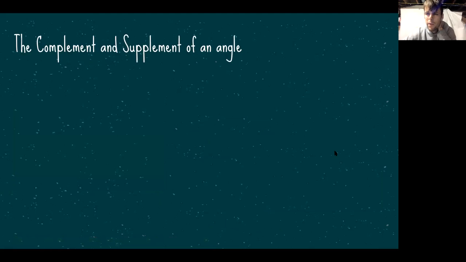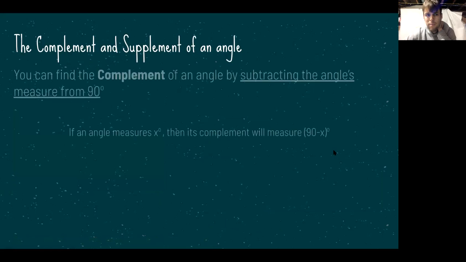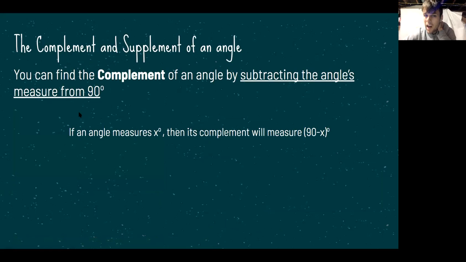All right. And then we have these two things called the complement and the supplement of an angle. You can always find the complement of an angle by subtracting the angle's measure from 90 degrees. So if some angle measures x degrees, then you can find its complement by doing 90 minus x. The point of a complement is if we have an angle and we want to know what angle would add to 90 with it, well, that angle that we're looking for is called the complement. And they have this specific relationship. If you know the measure, you can always find the complement.